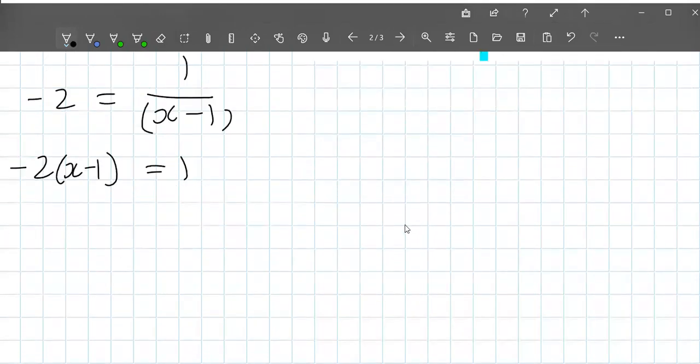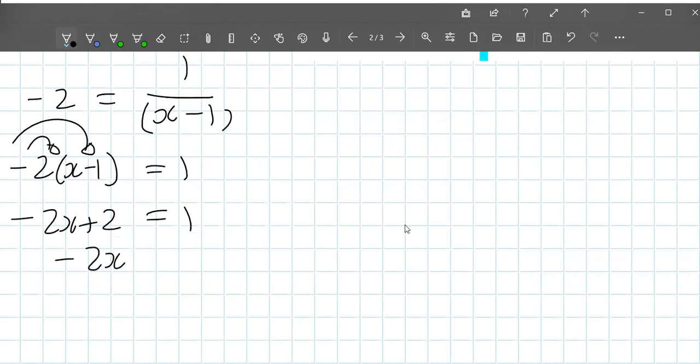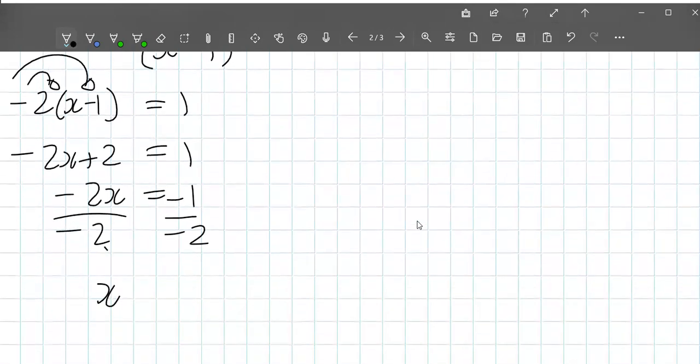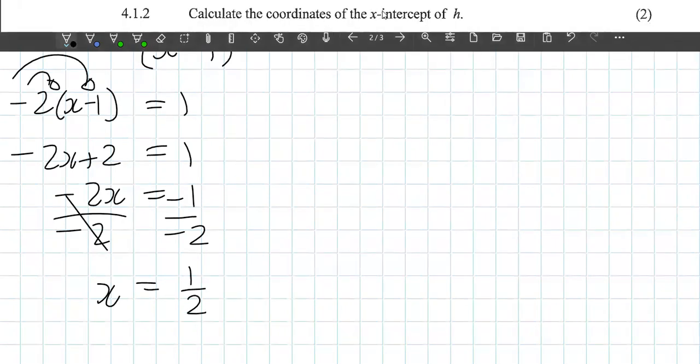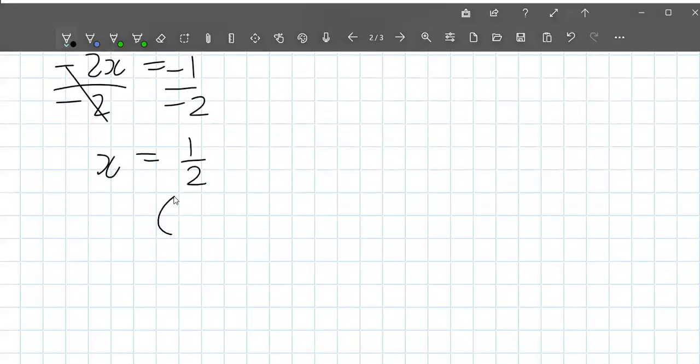Obviously, it would cancel out on the right-hand side. Here we have minus 2x, just timesing the brackets out, plus 2 equals 1. We want to isolate x, so minus 2x is equal to 1 minus 2, which is minus 1, and divide by minus 2. So the minus 2's cancel out, and we get x is equal to a half. Now just to check back with your question, calculate the x-intercept. So it doesn't want just what x is, it wants the actual x-intercept. So the x-intercept would be a half, 0.